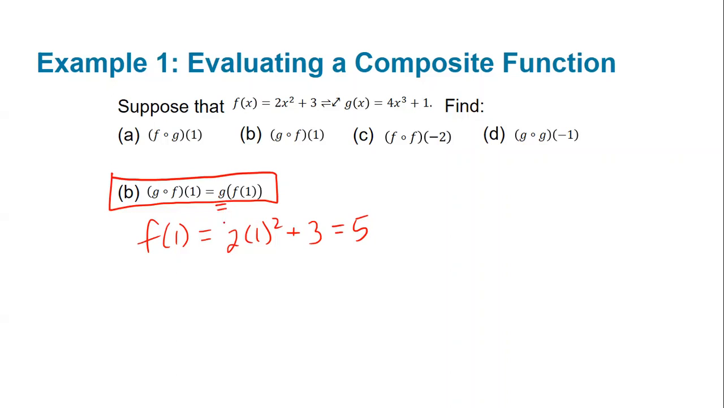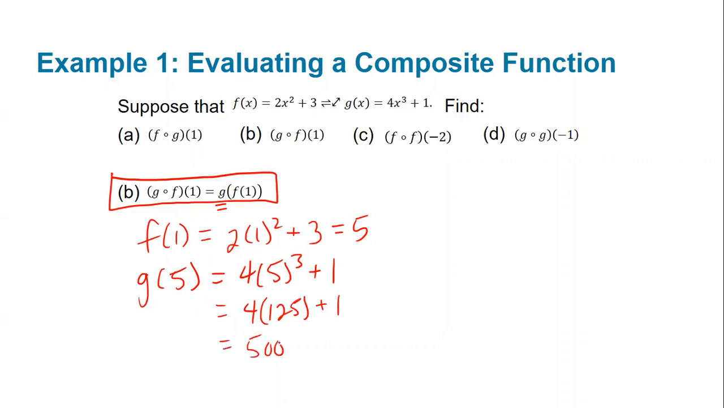We're on g. So now that we have f, we're going to plug it in and find g. So we're going to have g of 5, which equals 4 times 5 to the third plus 1, which equals 4 times 125 plus 1, which equals 500 plus 1, which is 501.